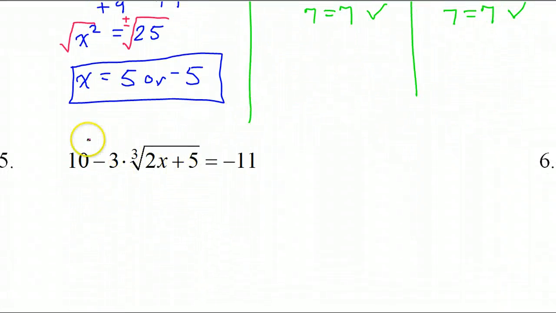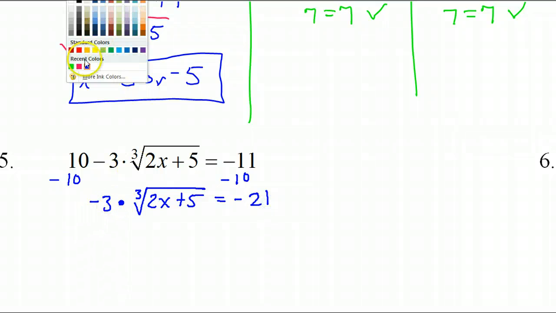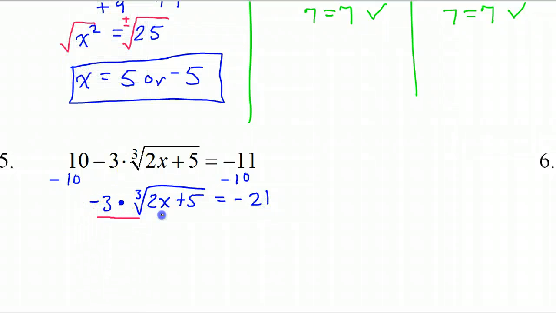Okay, let's take a look at number 5. Gotta get the radical by itself. So let's go ahead and subtract 10 from both sides. So that'll leave us with negative 3 times the cube root of 2x plus 5 is equal to negative 21. All right, got to get rid of this negative 3. So we will divide both sides by negative 3.